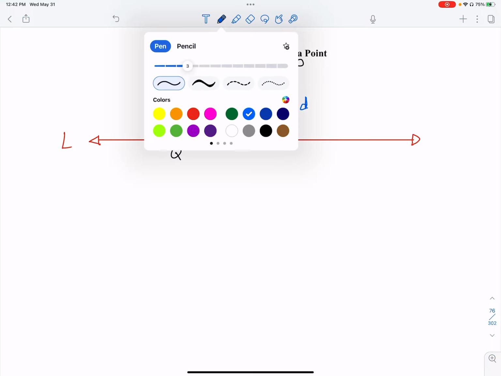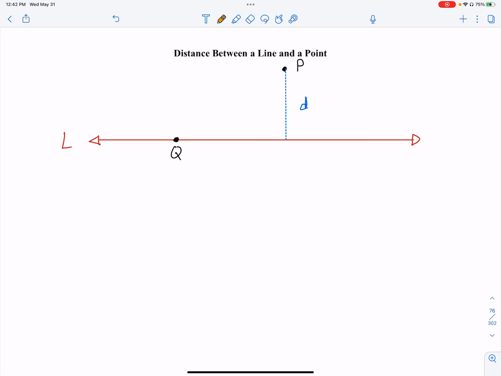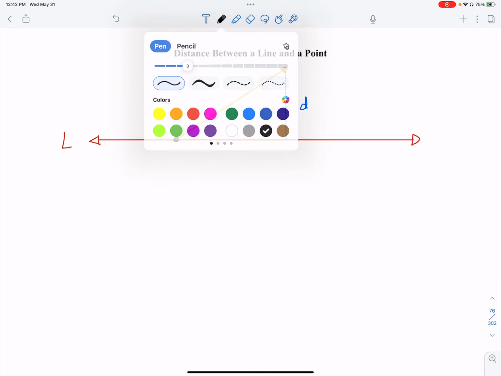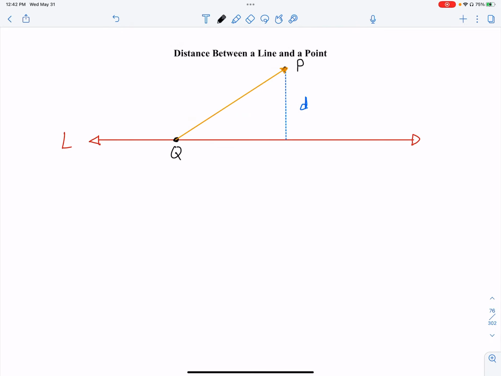I could pick any point Q on the line to help me do this. So P was the point given, and Q is the point that we just come up with, and you can put this anywhere. I can create a vector from Q to P. All right, so a few things here. We can come up with theta.